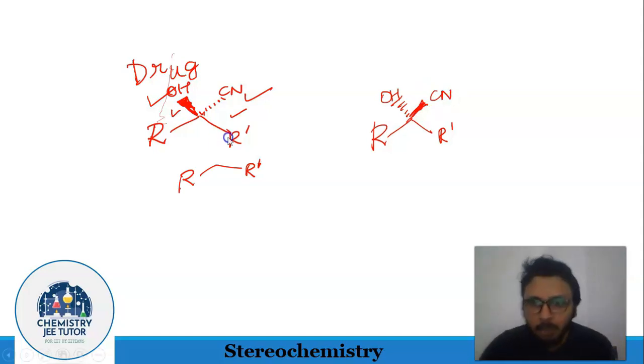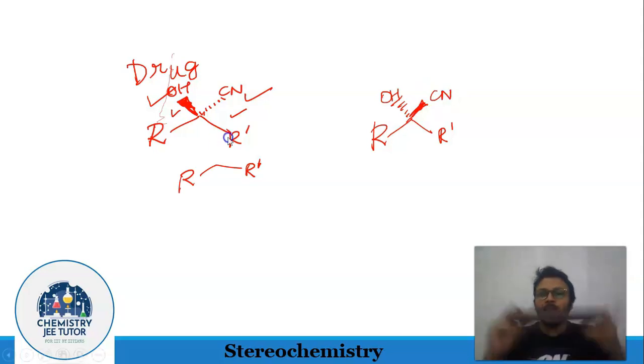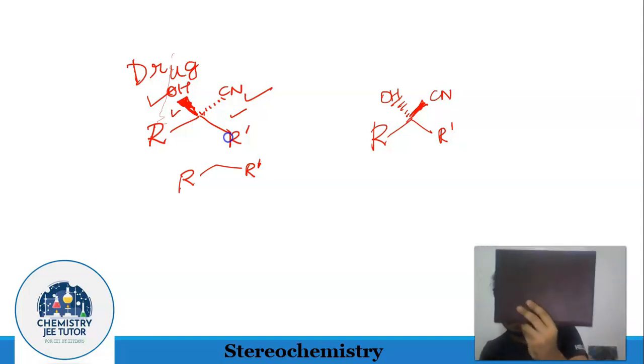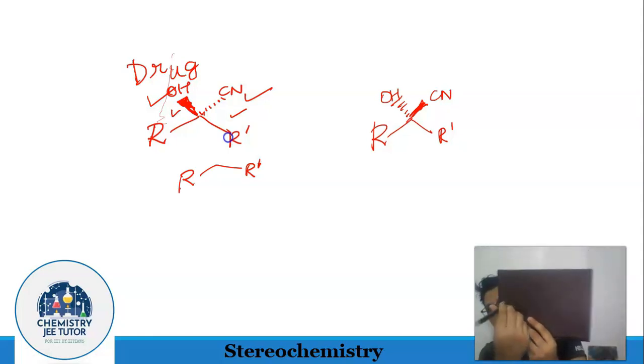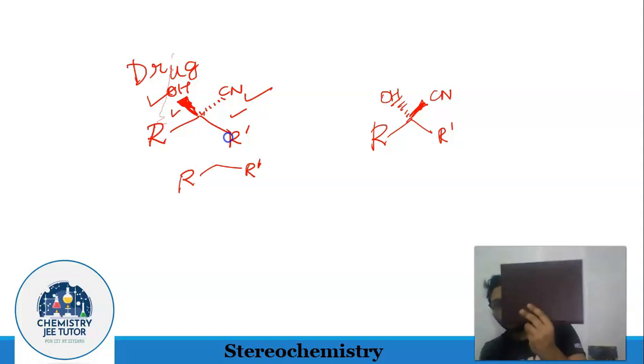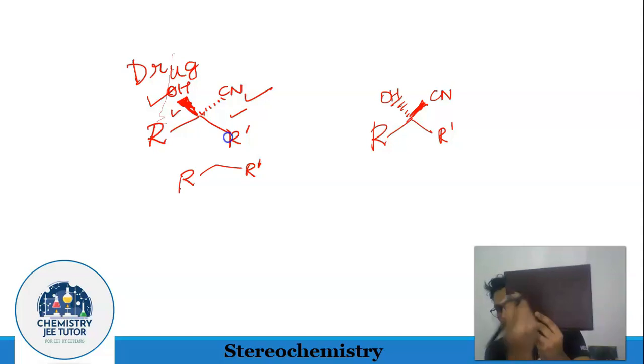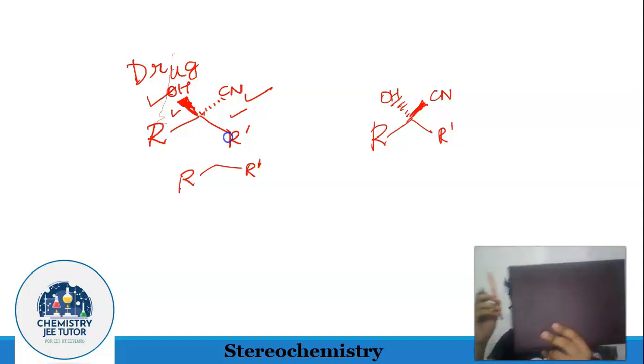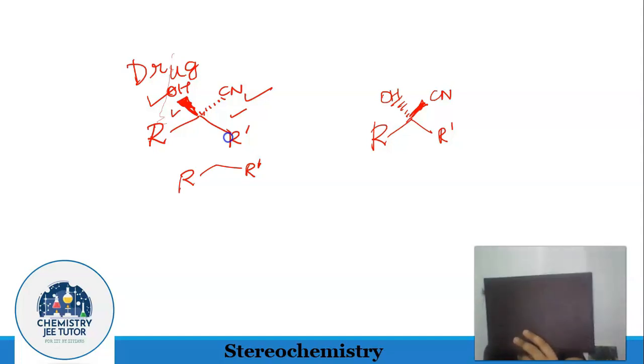Again, the R and R prime are in plane. As I explained before, I'll do it in the vertical, I think it's much easier to view. So here is the R and here is R prime, as I said before. And OH is coming towards you. This is OH, attached above the plane in the vertical system. And this cyano, which is noted by this red pen, is coming from behind the viewer.